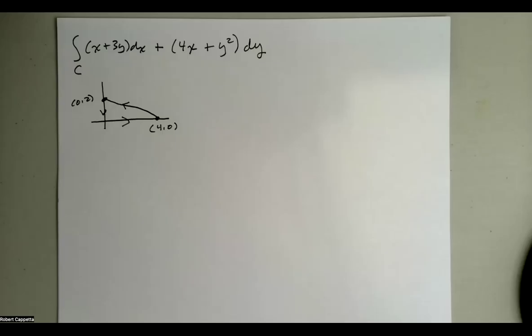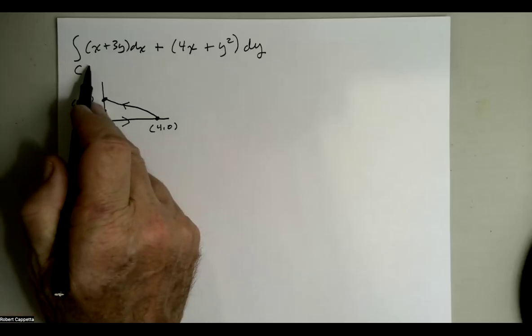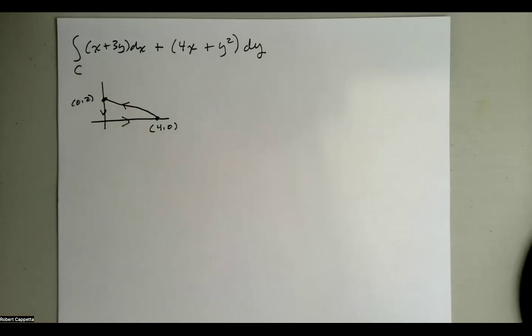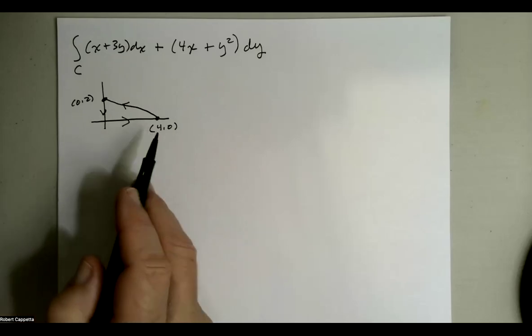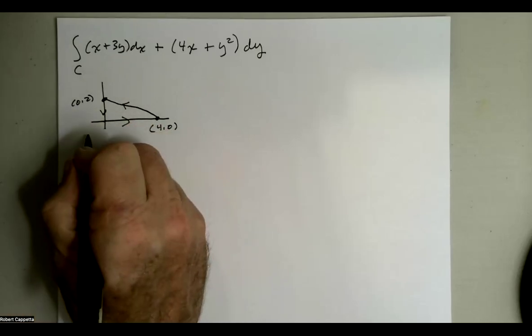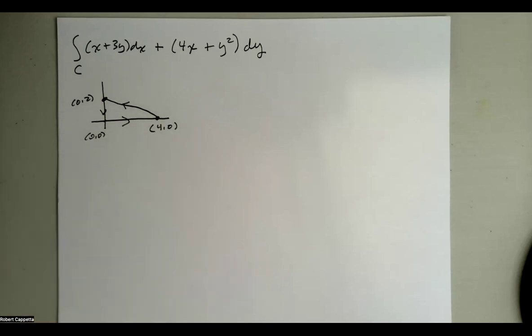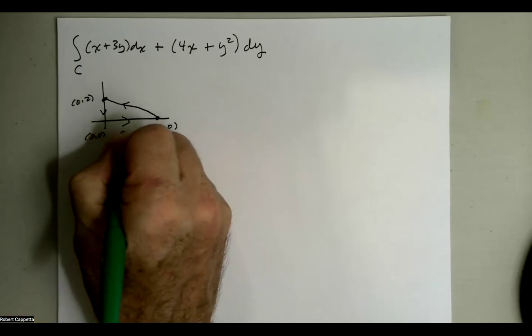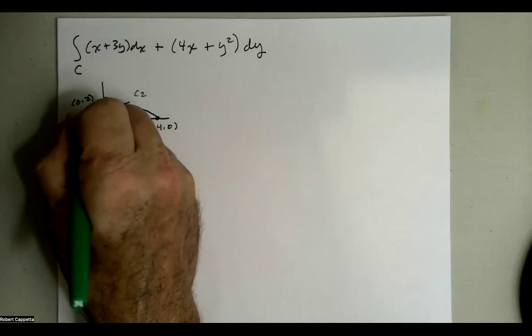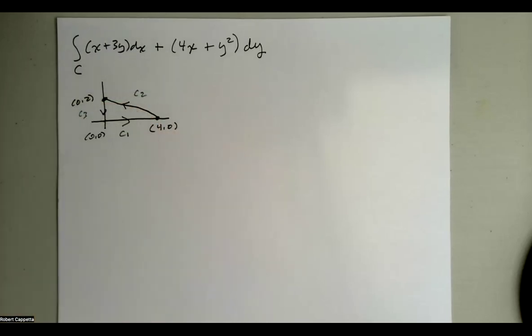So for this problem, we're going to take a look at the following line integral: the integral over C of (x + 3y) dx + (4x + y squared) dy, over this curve C from (0, 0) to (4, 0) to (0, 2) and back. So I will consider this as three separate curves. We'll do each of those three integrals and add them together to find the work. That will be my first path through this.